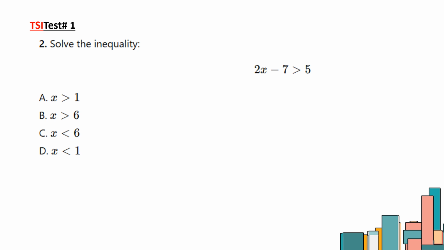Question number 2, solve the inequality. So we have 2x minus 7 greater than 5. We want to isolate the 2x term, so we add 7 to both sides. The 7 is gone, we drop down the 2x and the inequality. 5 plus 7 is 12. Now we isolate x by dividing both sides by 2. So that cancels, and we have x greater than 6. So x greater than 6 is the correct answer.